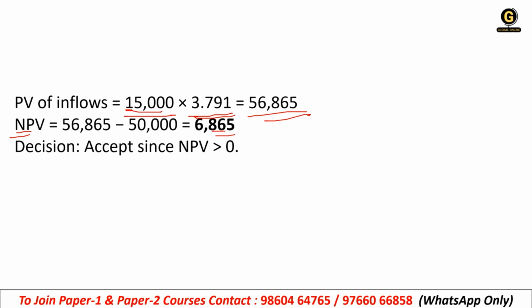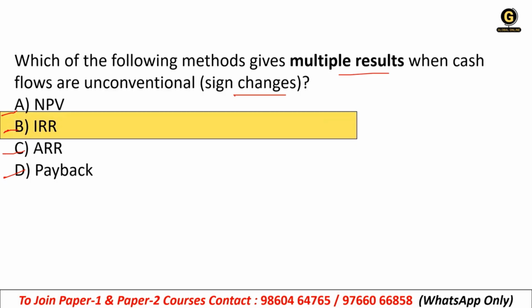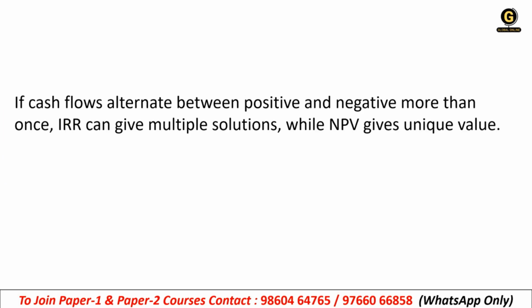6,865, right? So as per this, the decision will be: it will be accepted since NPV is greater than 0. Okay, NPV is greater than the project cost, right? So it will be accepted. Next, which of the following methods gives multiple results when cash flows are unconventional, like sign changes? Okay, NPV, IRR, ARR, or payback? The right answer is IRR. If cash flows alternate between positive and negative more than once, IRR can give multiple solutions, while NPV gives a unique value.